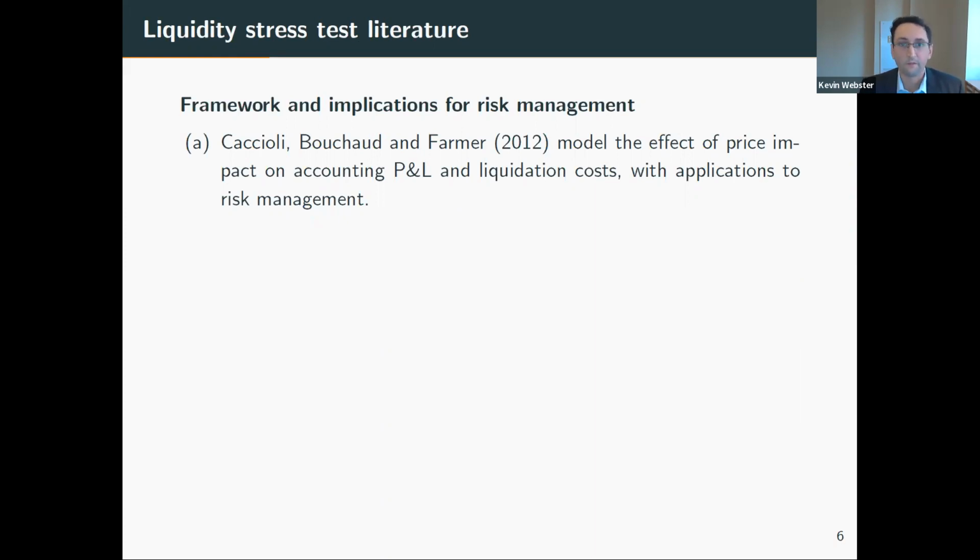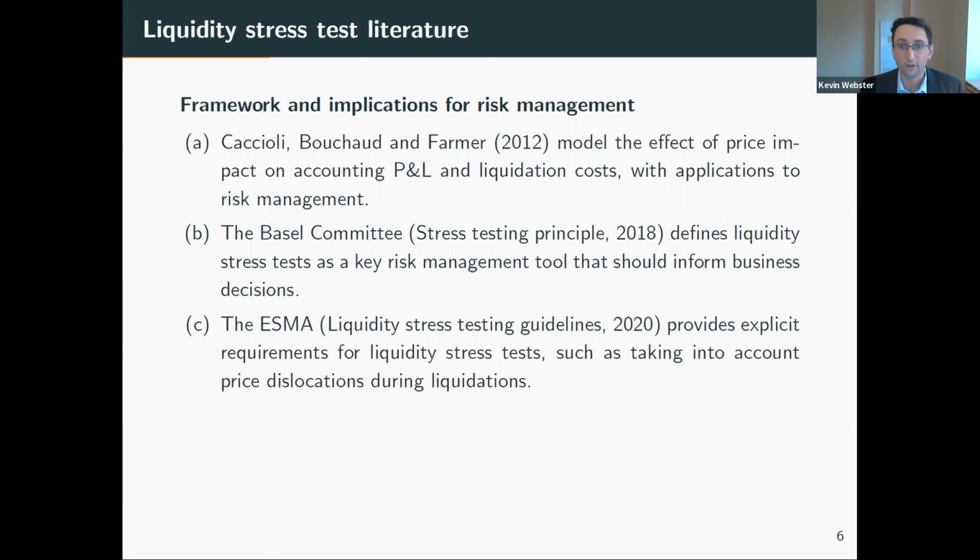the most important pieces of work are on the risk management side, the seminal work by Caccioli, Bouchaud and Farmer, where they explicitly model the effect of price impact on accounting P&L and liquidation costs, and come to the conclusion that this is very applicable to risk management. Then there are the two documents by regulators, by the US regulators, the Basel Committee, and ESMA, the European regulators. And both of them essentially stress the importance of liquidity stress testing to avoid a situation such as the 2008-2009 financial crisis.